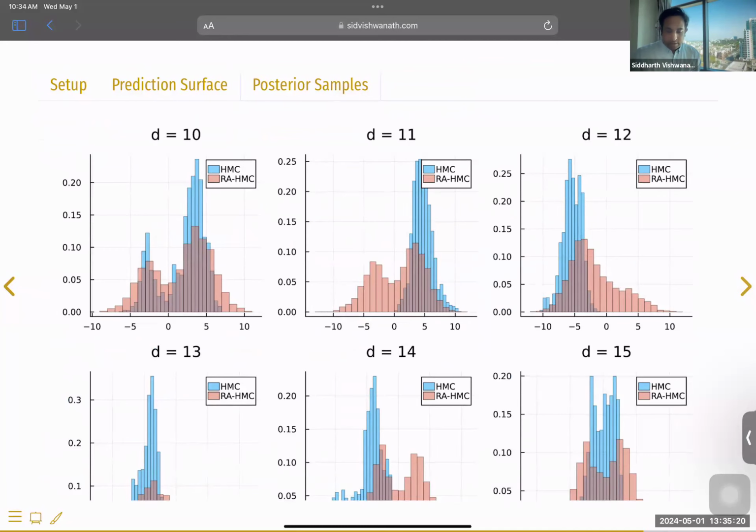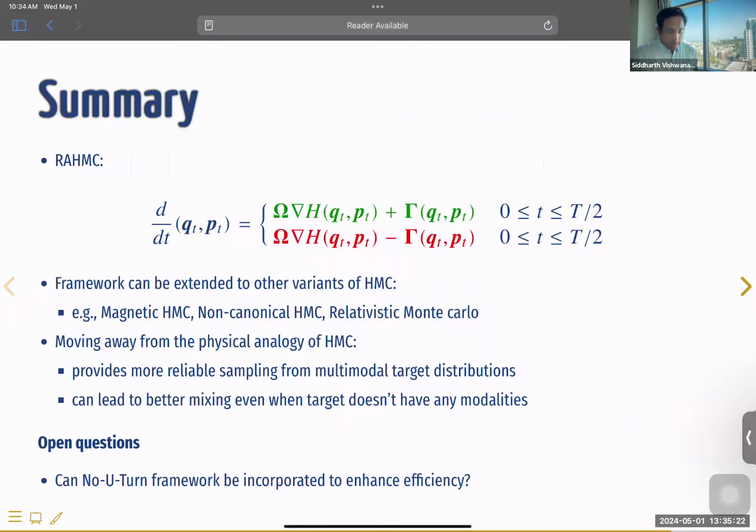Okay, I think I'm already out of time, so I'll quickly end with a summary. We proposed this repelling-attracting HMC framework, and I invite you to look at the paper where we talk about extensions to other variants of HMC, like magnetic HMC, non-canonical HMC, and relativistic Monte Carlo.